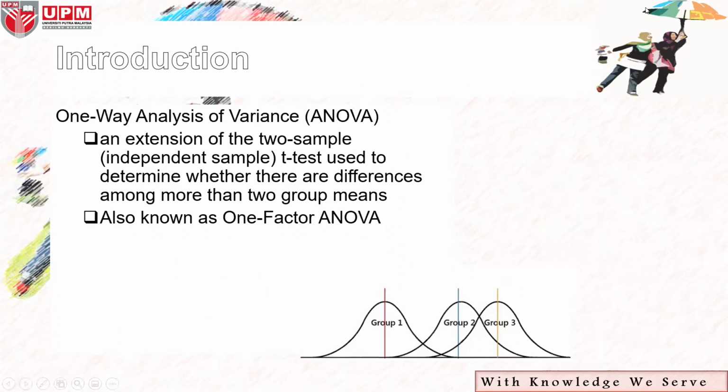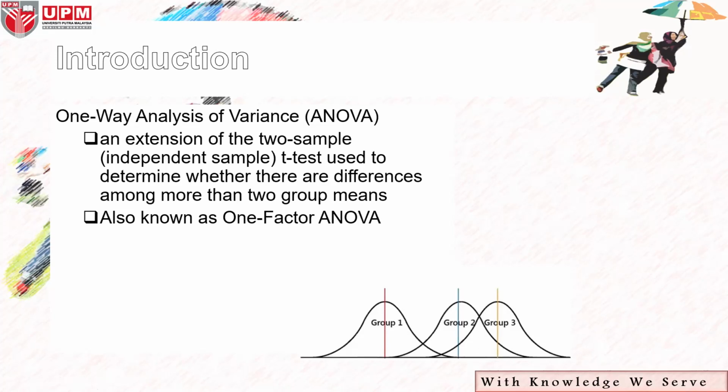It is an extension of the independent sample t-test, in which in the independent sample t-test we have two independent samples. Meanwhile, in one-way Anova we have more than two independent groups. One-way Anova is also known as one-factor Anova because we only have one factor that we want to compare, one group that has more than two categories. There is only one factor being compared in one-way Anova.